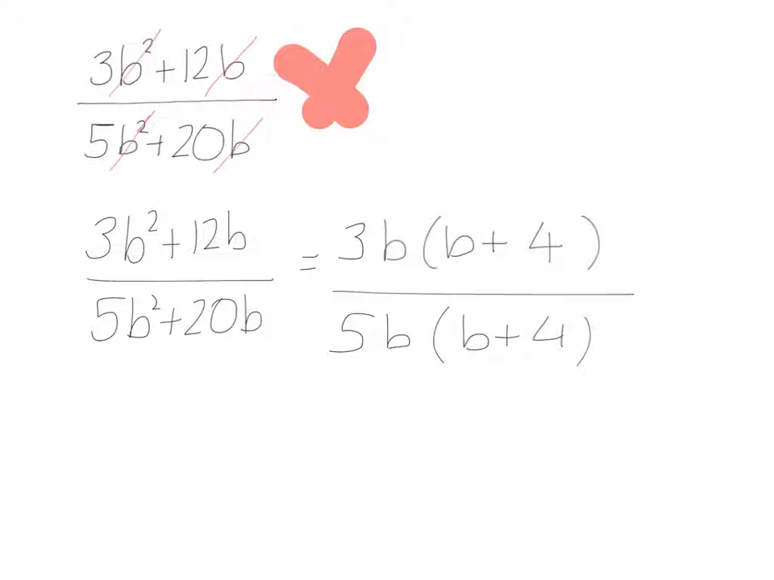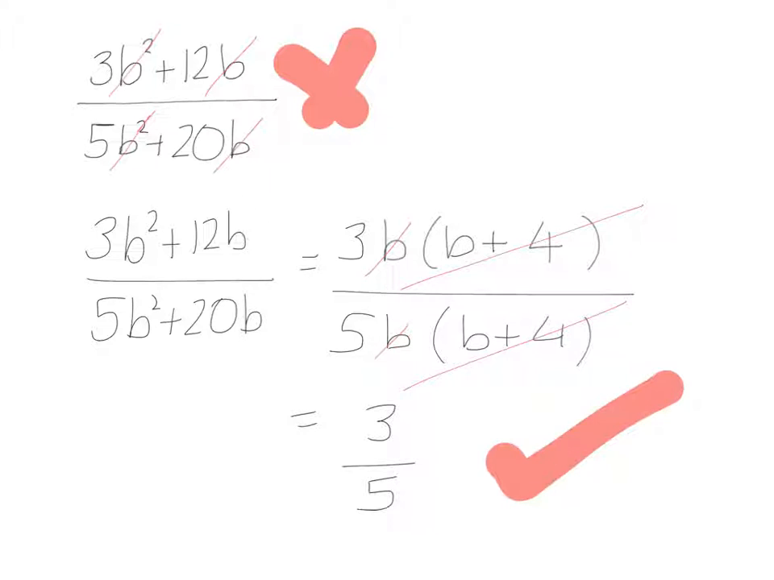So let's see, what do the top and bottom have in common? Okay, so we've got 3b and we're multiplying it by b plus 4, and we've got 5b multiplying b plus 4. So they're both in common, they've both got b on their own, and they're multiplying, so I can cancel. And they're also multiplying b plus 4, so I can simplify those as well. What I'm going to be left with is just simply 3/5. Okay, that is the sort of method you should be looking for to do these sort of questions. Factorise first, and then see if you can simplify from there.